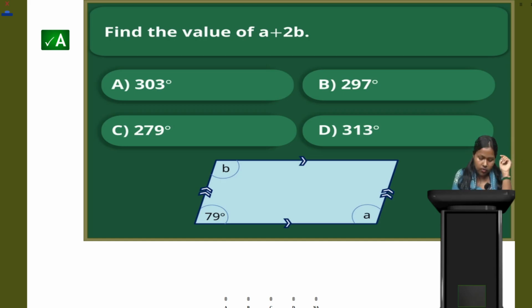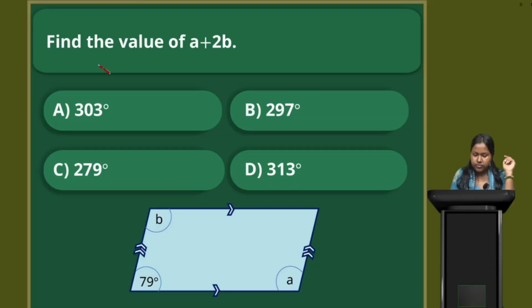So how will you calculate? Here you see, B and 79 degree are adjacent angles. So what we can do? B plus 79 will be equal to 180 degree, supplementary angles. So the B value you can find out from here: 180 minus 79. After getting B, whatever the value of B, A will also be the same. Now you put in this equation A plus 2B. So all of you will get the answer as 303 degree. Okay.